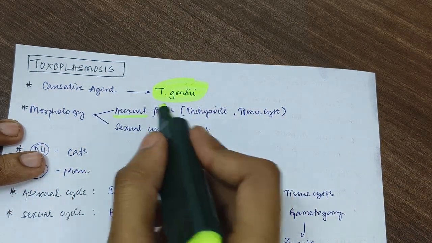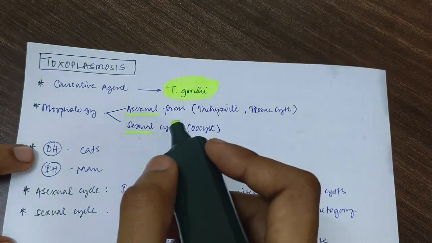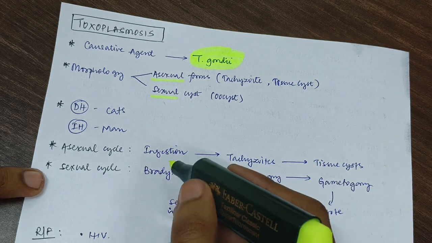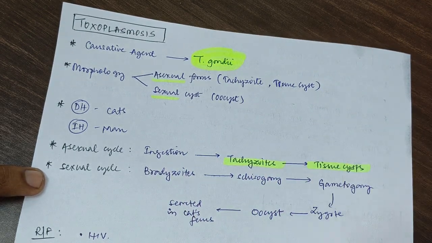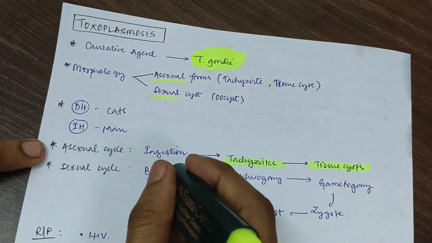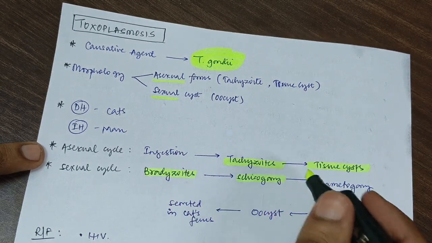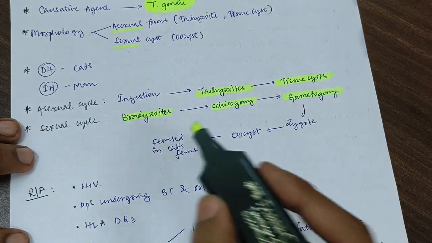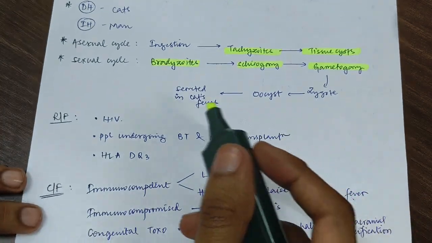Morphology is again asexual form and sexual form. It's a parasite. Remember, it is a parasite. Definitive host is cats and intermediate host is man. Asexual cycle is there is ingestion, tachyzoids are formed inside the blood and tissue sheets leading to bradyzoids. That is asexual cycle. Whereas in the sexual cycle, you are going to see the bradyzoids in the tissues, then those bradyzoids are going to be converted into schizogony, then gametogony, leading to formation of zygote, oocyst, and secreting the cysts in the feces of the cat.